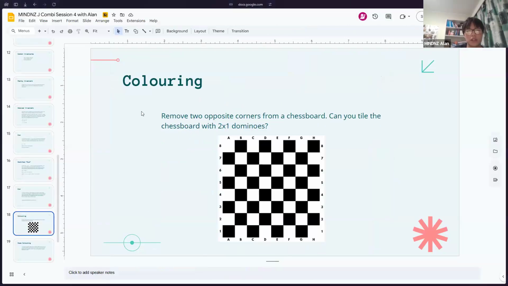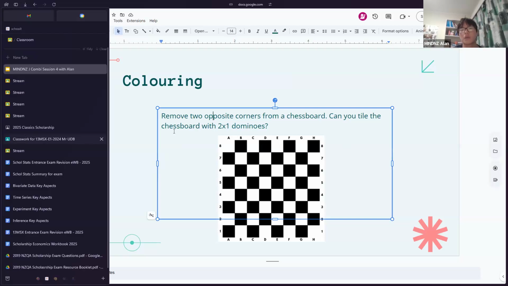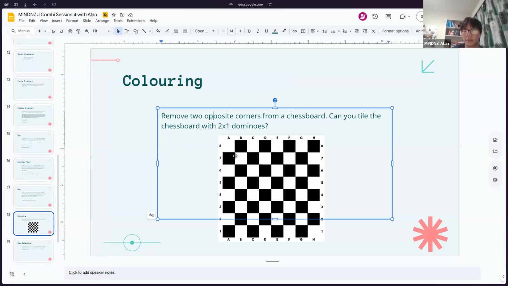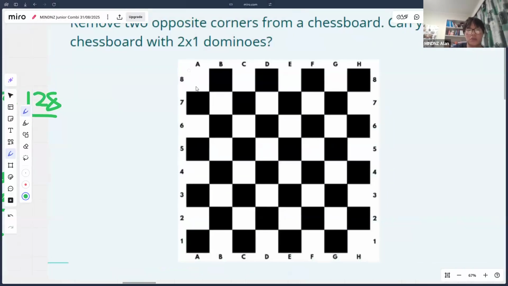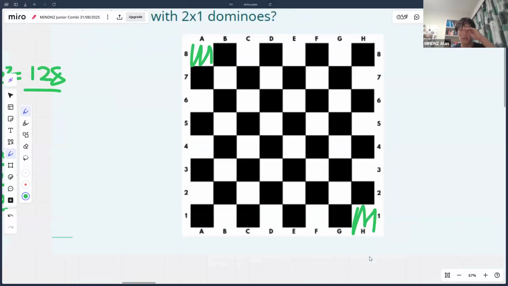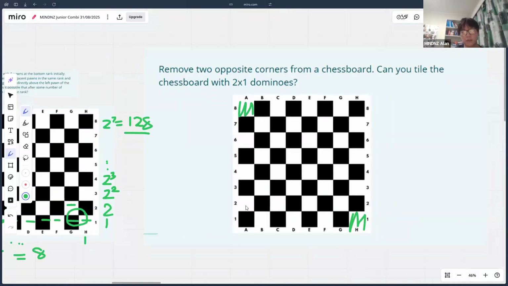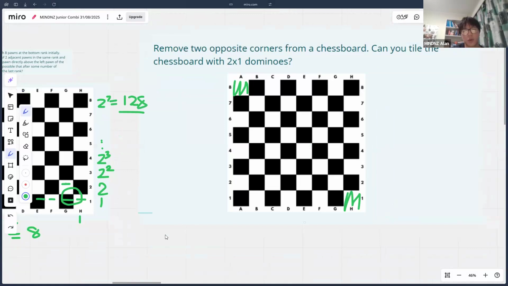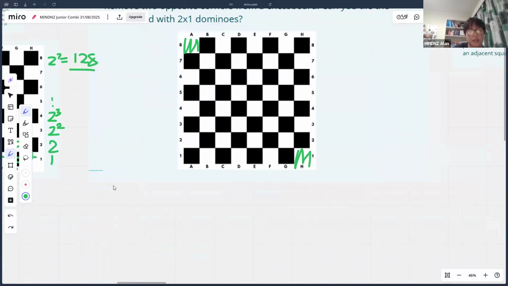So now we move on to coloring invariance. We remove the 2 opposite corners of this chessboard. Can we tile the chessboard with 2x1 dominoes? This problem might seem a bit hard or a bit random at first, so we should just play around with it. So let's say we remove this one and we remove this one. So what does that do to us? Does that make the board symmetrical? Well, in a sense, it's symmetrical about this line, right? But the number of whites and the number of blacks is not the same anymore.